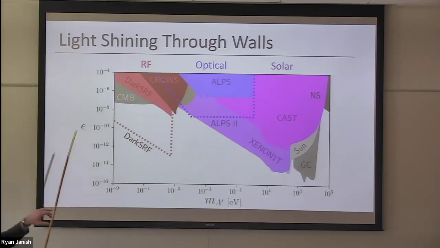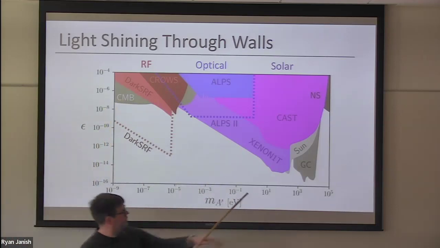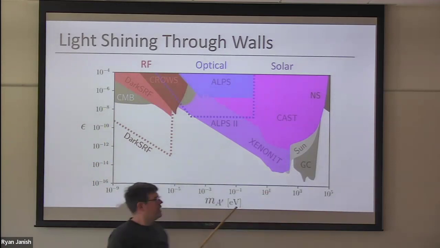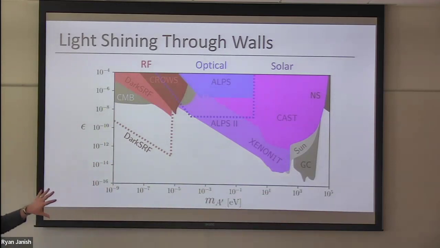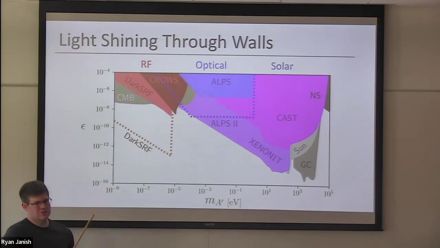Okay. But like, so the CMB. This is okay, it's understood, but that solar cooling one is... It's this one, okay. I colored this such that things that could be understood as light shining through walls are in the colors, and the grays are other types of bounds. Okay. Yeah, but for the sun, the light shining through walls is longer than the cooling limits.